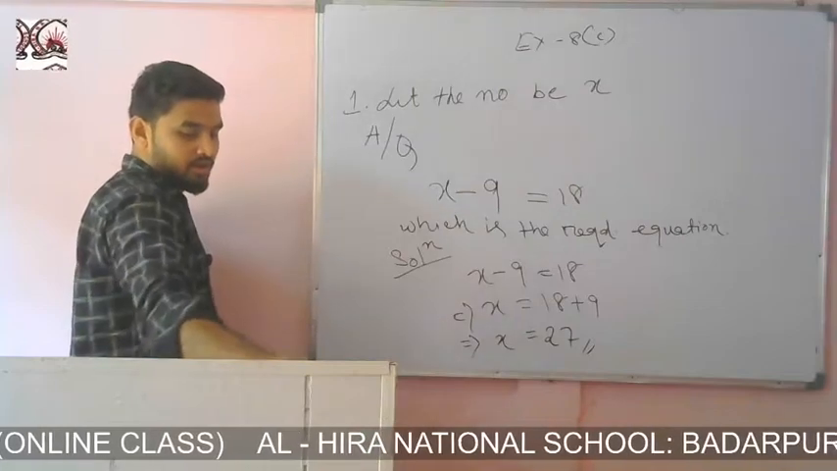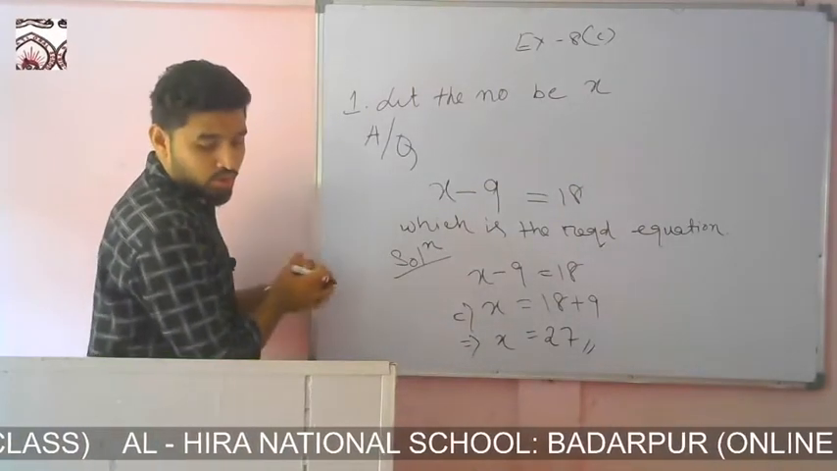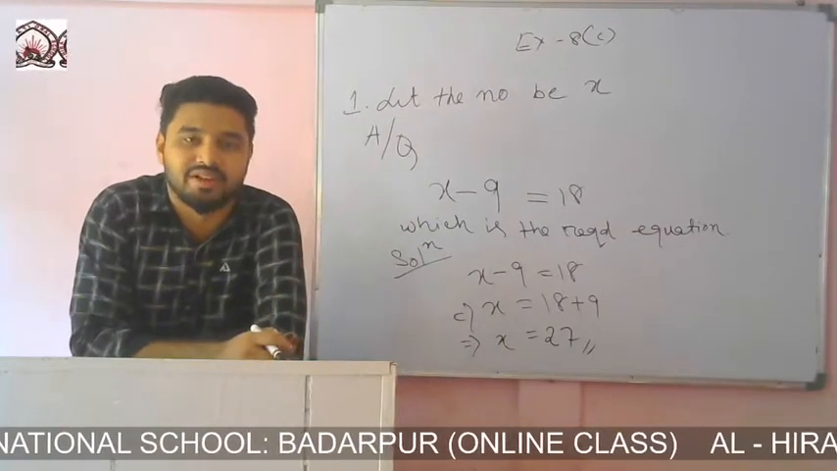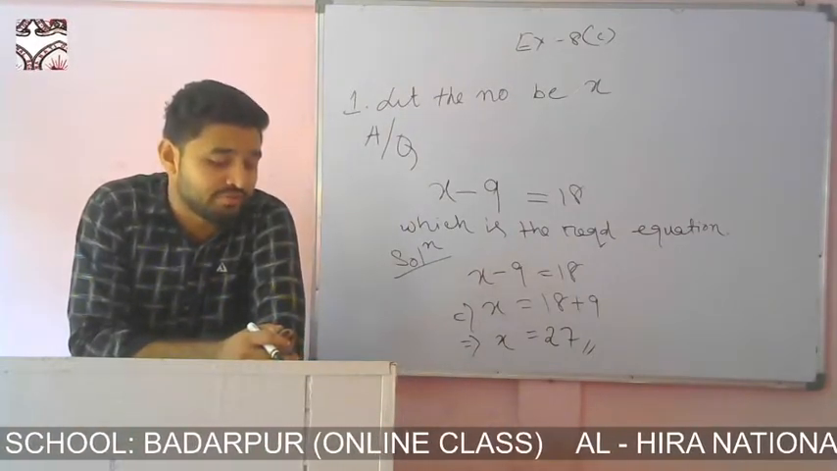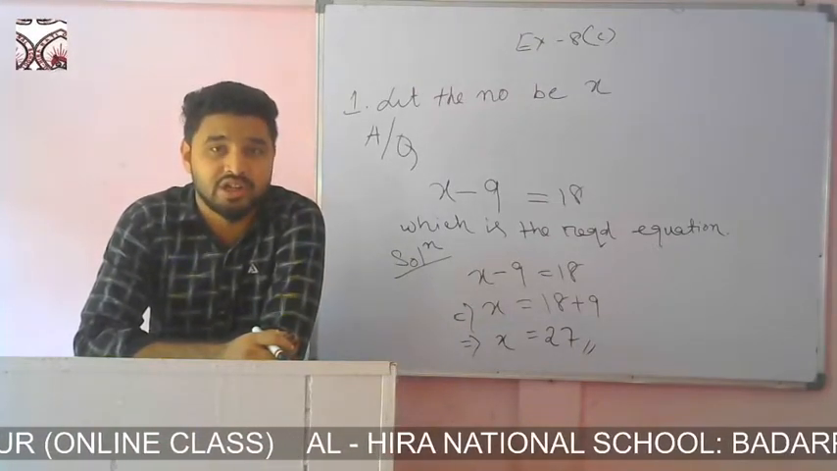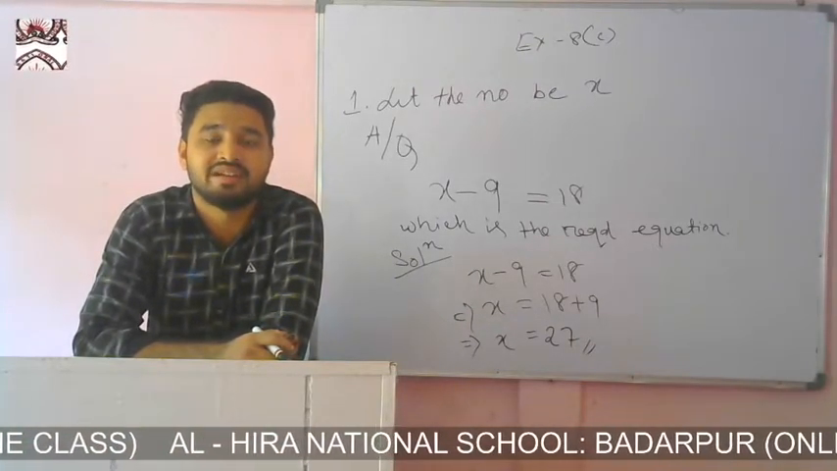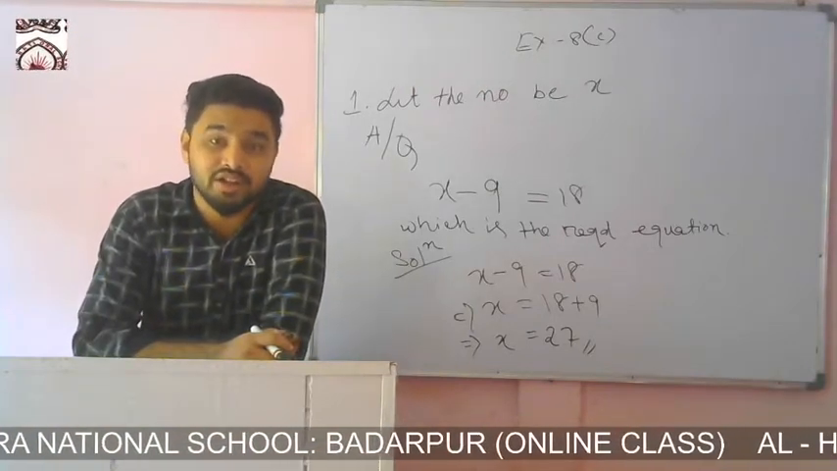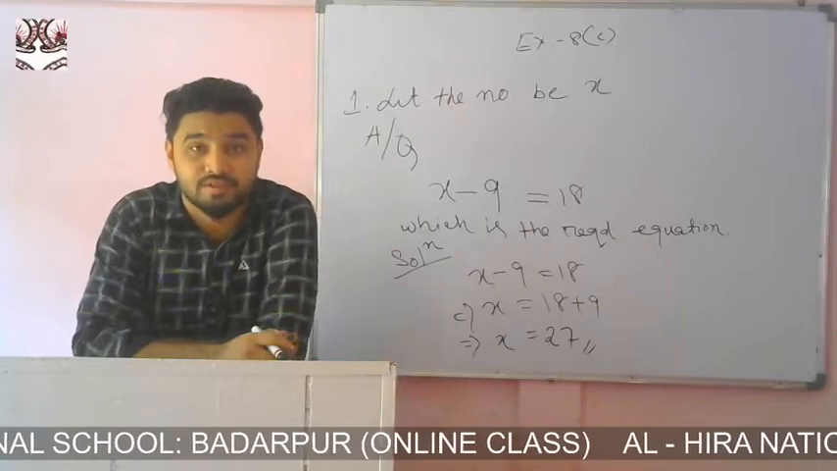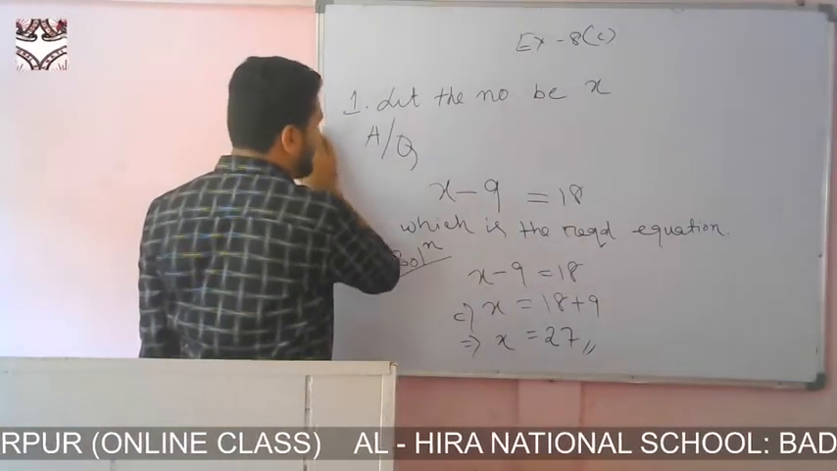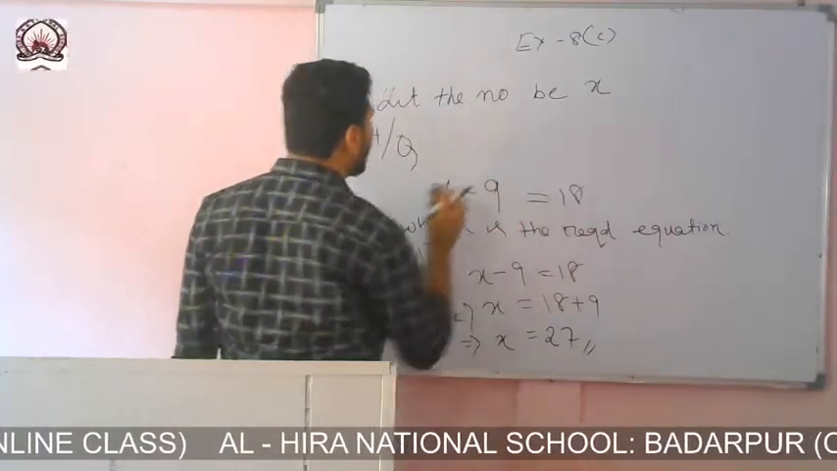Okay. Now come to question number 2. A number increased by 5 is 15. Just the opposite of question number 1. Earlier it was decreased, but in this question it is increased. And increased means addition, that means plus. We have to use the operator plus. Okay. So write let the number be x.